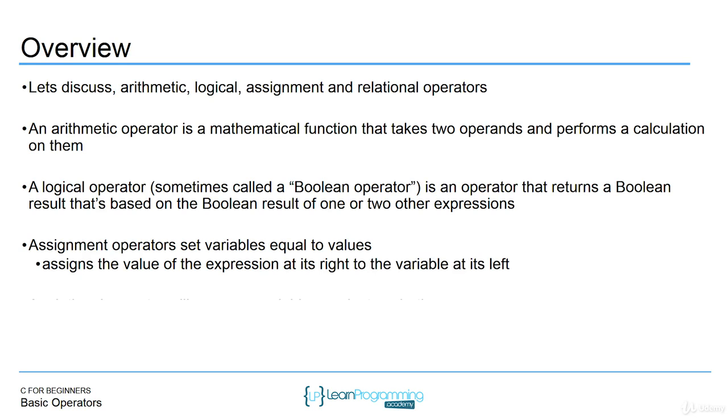An assignment operator just sets variables equal to values. It assigns the value of the expression at its right to the variable at its left, so it's a right operand and a left operand. Again, it's infix. And then a relational operator will compare variables against each other. So this is a comparison type operator, like less than and greater than. But let's go over each one of them, because C supports a super rich set of operators.